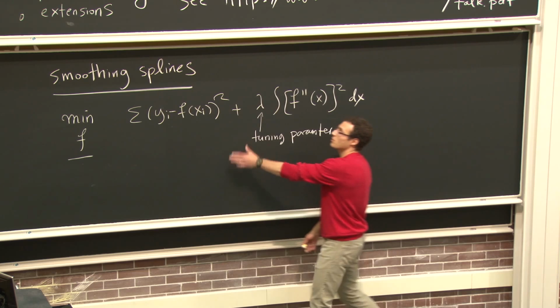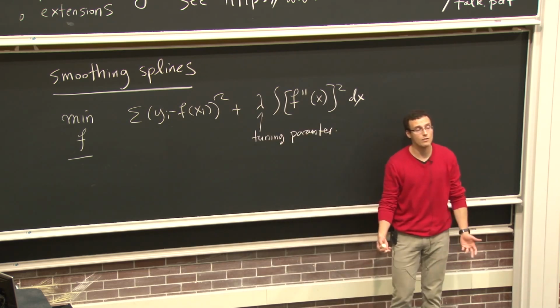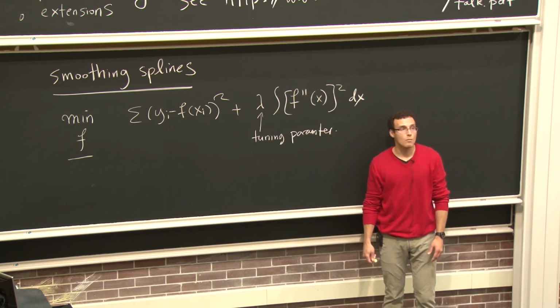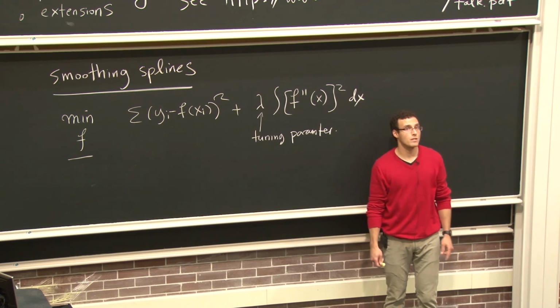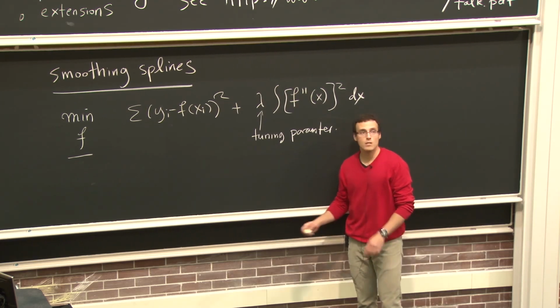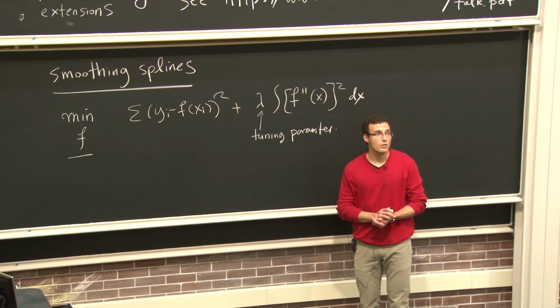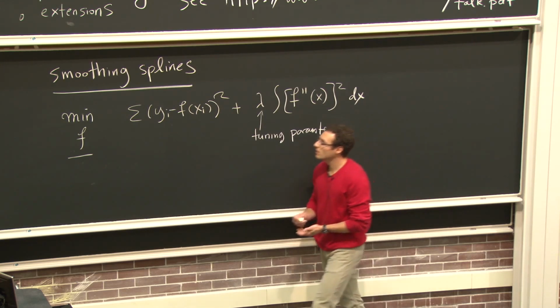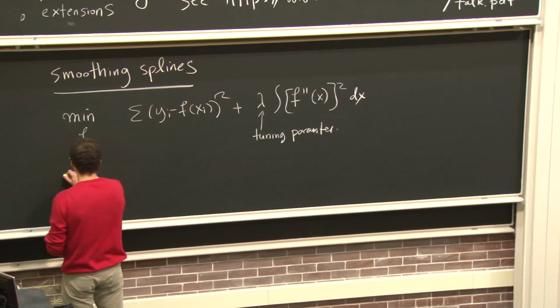If I just gave you an arbitrary criterion here, there aren't algorithms that we have for solving these kinds of problems. But this is a very special functional minimization problem because it has a finite dimensional subspace in which the solution always lies. So this is a very famous result for smoothing splines. And the result is as follows.